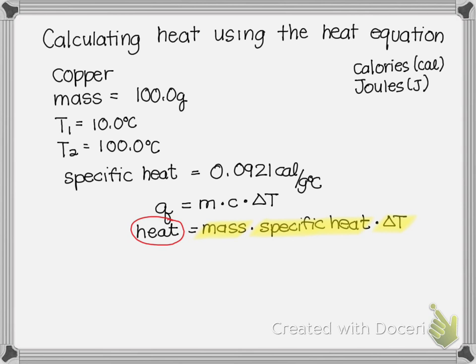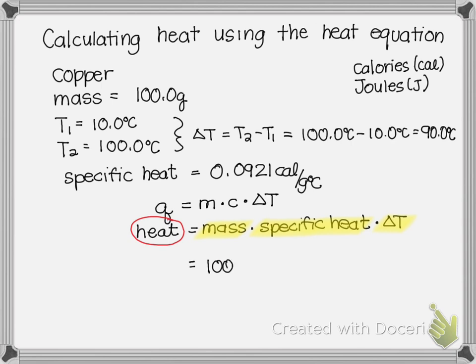So before I start, I want to get the delta T. So that's where we take the final temperature and subtract the initial temperature. So this one is pretty easy to do, 90 degrees C. So let's plug in the equation below. So the mass they told me is 100 grams. The specific heat they gave me is 0.0921. And then the change in temperature I just calculated was 90.